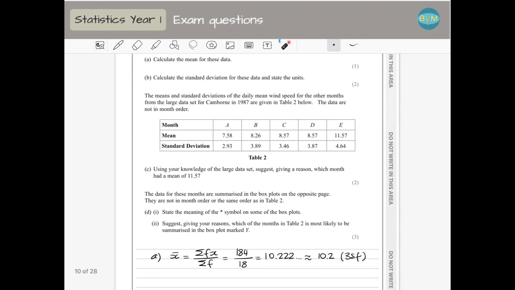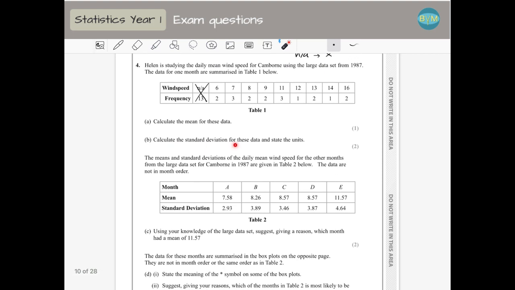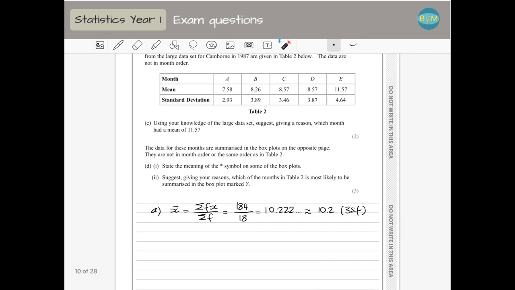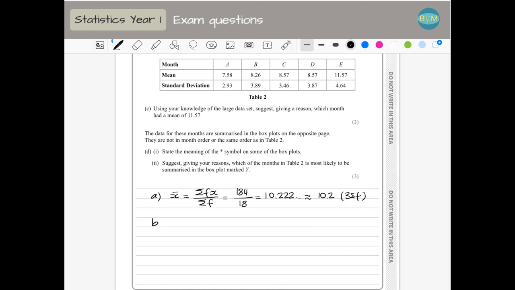Then B says calculate the standard deviation for this data and state the units. So for the standard deviation, we are going to use the formula. So we are going to do the square root of sum of fx squared divided by sum of f minus the mean. So we are doing sum of fx divided by sum of f, squared. But this value is the one that we just found. So don't do the calculation again, because this is the mean. Yeah, this is this value here.